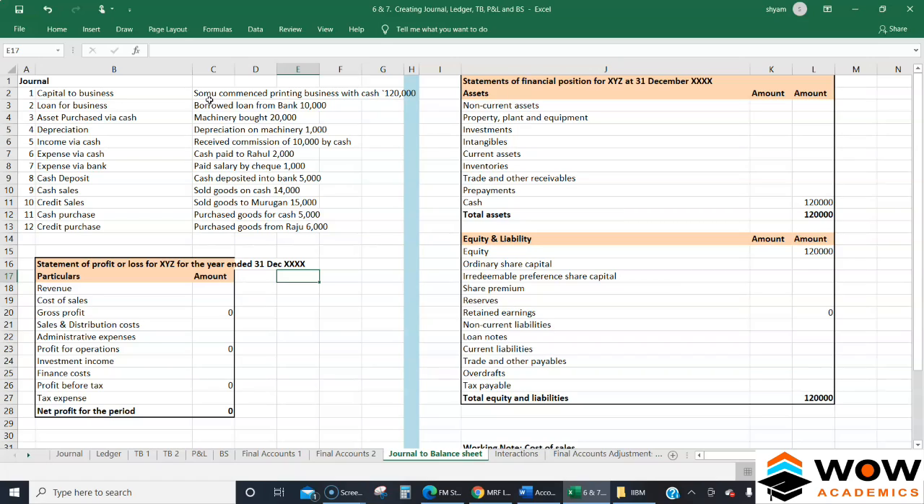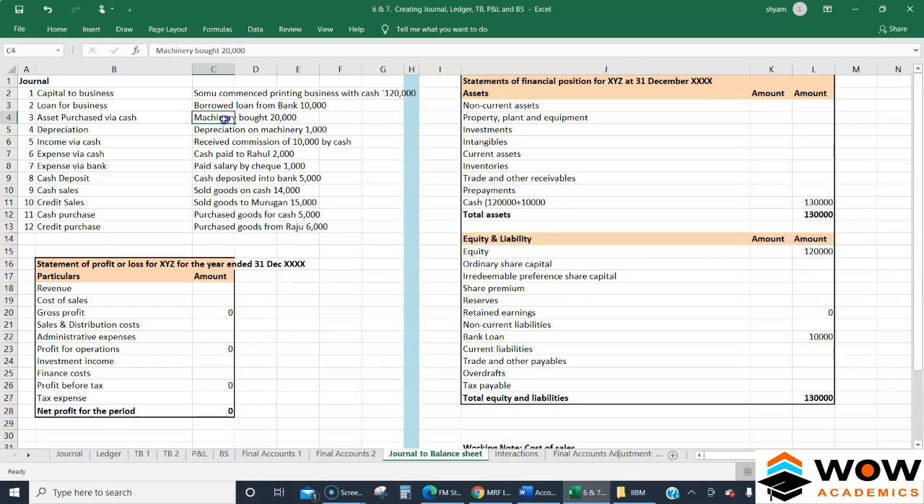So we'll start. The next one is borrow a loan from bank. When the company is borrowing a loan from bank, first there is a bank loan that is created. The bank loan is a liability of 10,000, and at the same time, the company gets another 10,000 into its hand. There's already 1,20,000, and now another 10,000 gets added to it. So this value would become 1,30,000. Again, the balance sheet tallies.